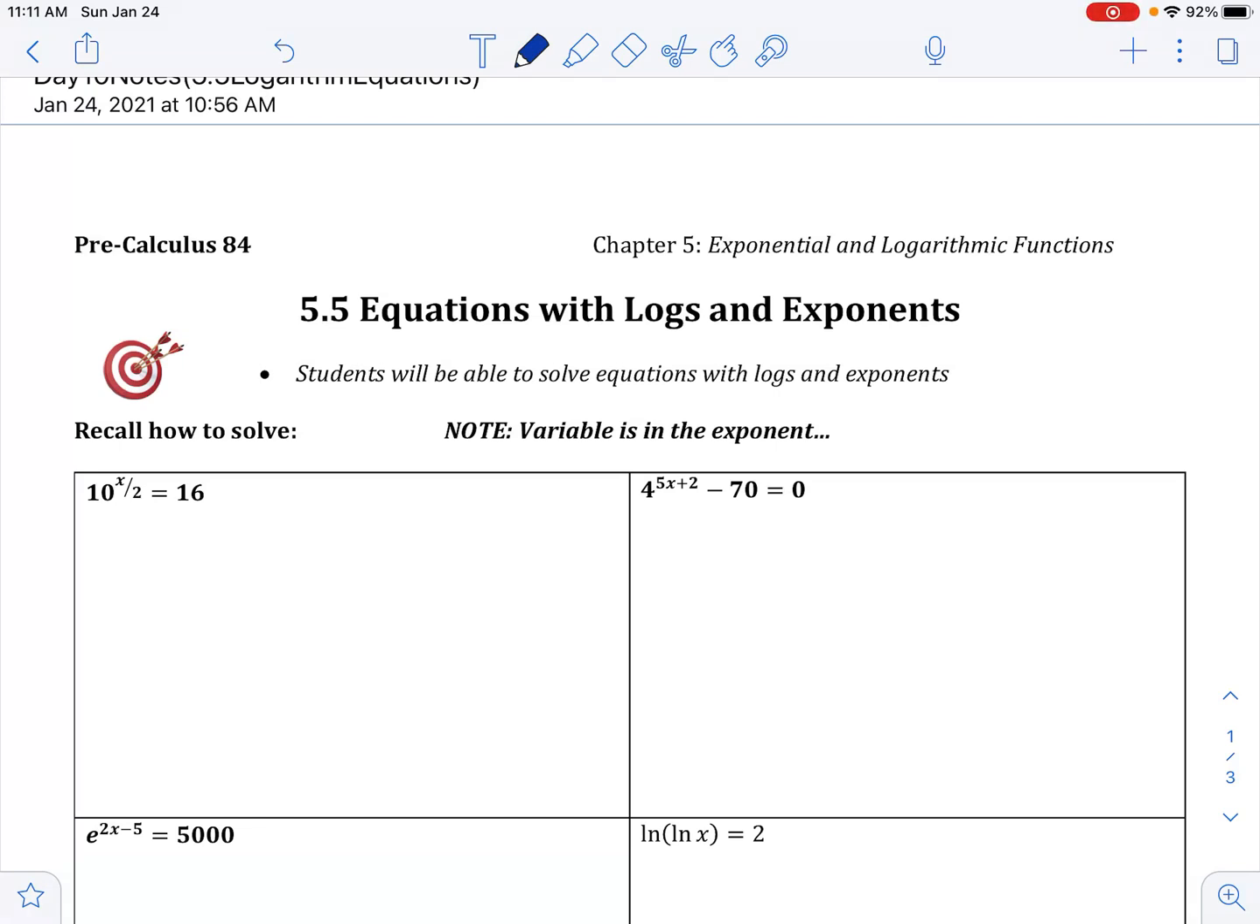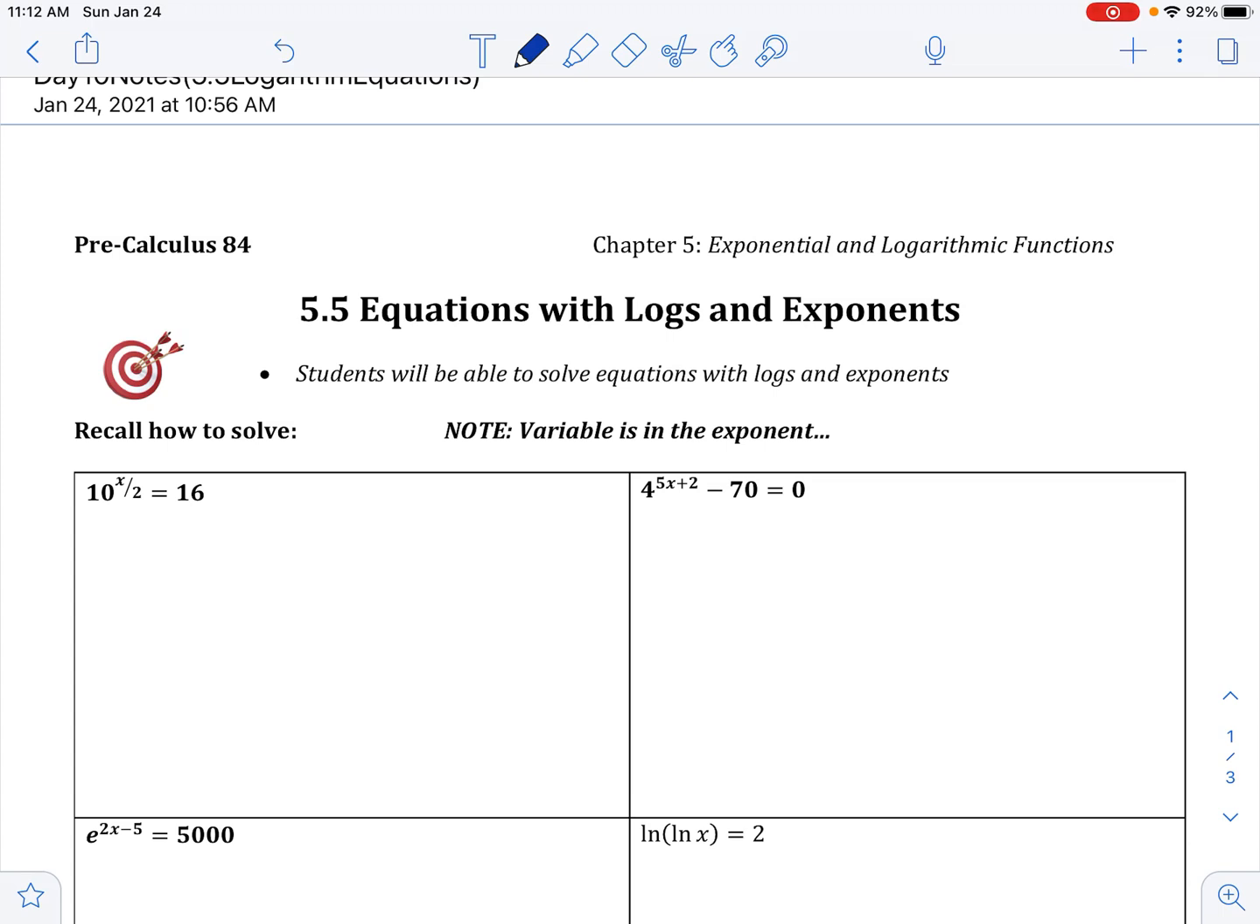All right, welcome to 5.5. We are going to look at multiple types of equations, some involving bases with exponents, and then some involving logs. One of the things you have to pay attention to, and I will talk about it as I teach it, is how do you know when to tackle each type of problem?